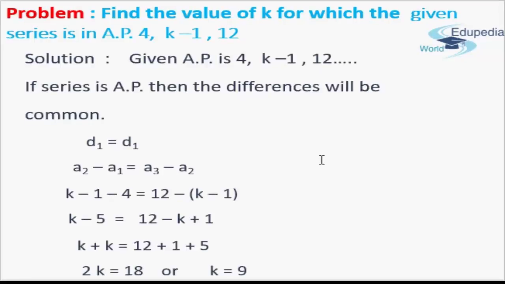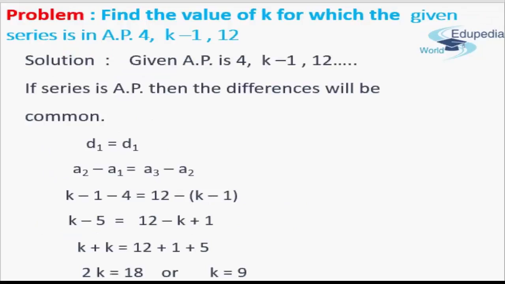Another thing you could have done is use the formula that we discussed earlier, a plus (n minus 1) times d. You could have plugged in the values. You know that the particular term over here is k minus 1, so k minus 1 would come on the left side of the equation, and on the right 4 plus (2 minus 1) times d, because we know the second term is k minus 1. Now here's the problem. We don't know what the difference is.